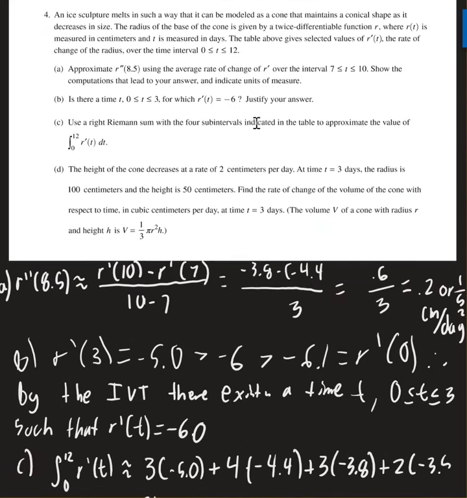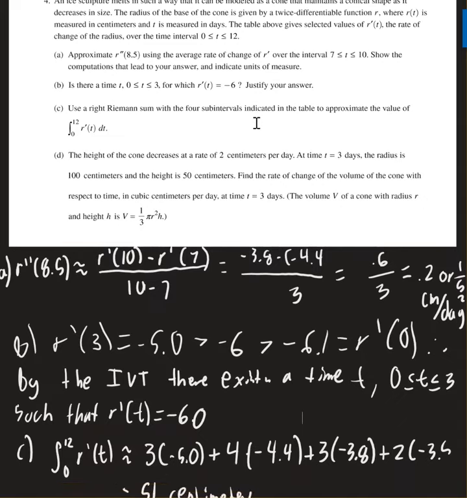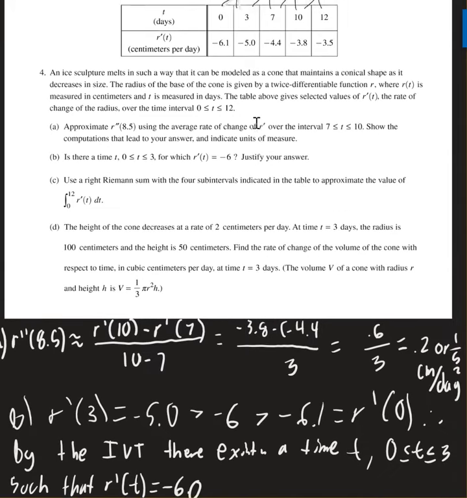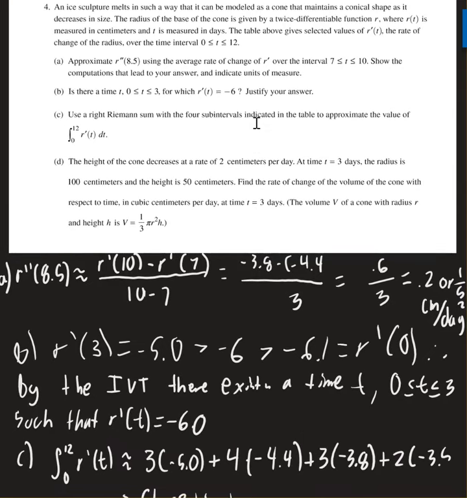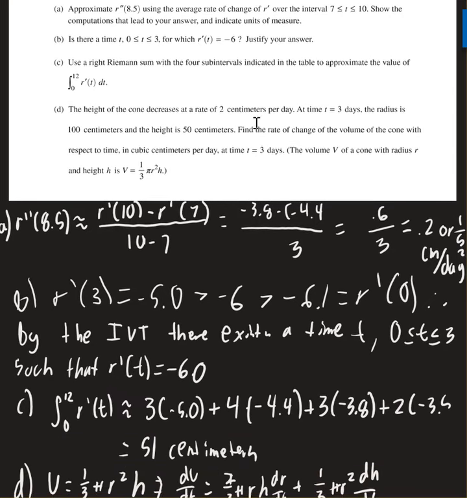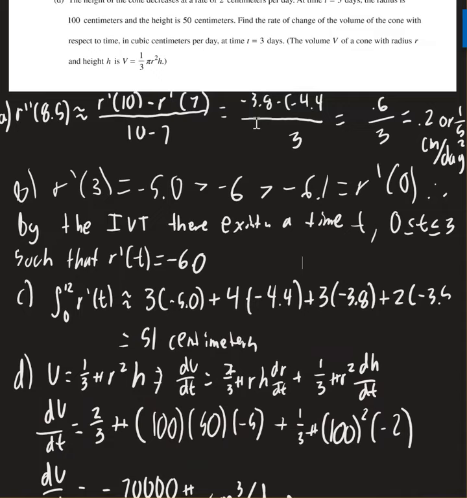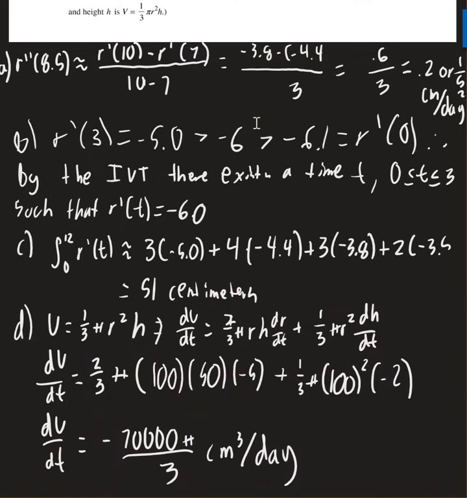So the answer for A is 0.2 or 1/5 centimeters per day squared. The answer for B is -6. The answer for C is 51 centimeters. And the answer for D is -70,000 pi over 3 cubic centimeters per day.